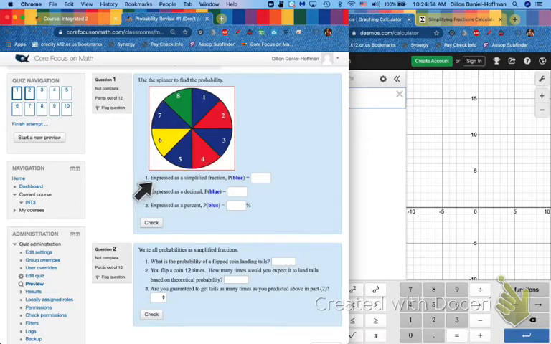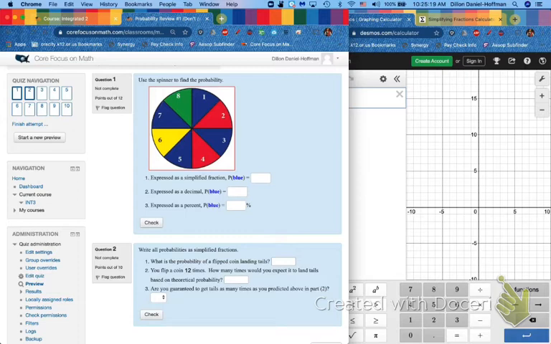So number 1 says, expressed as a simplified fraction, P(blue). So if we only care about the blue ones, we have a fraction where on top it's how many blue ones we have, and on bottom is how many whole little wedges we have. Well, they're numbered 1 through 8, so I know I have 8 total wedges, and there are 1, 2, 3, 4 blue ones. So we need to simplify this fraction, as it says. We need to reduce it.